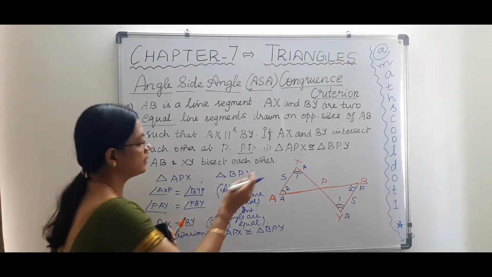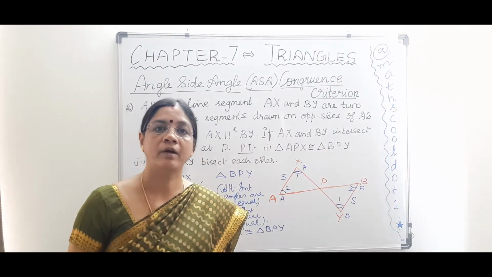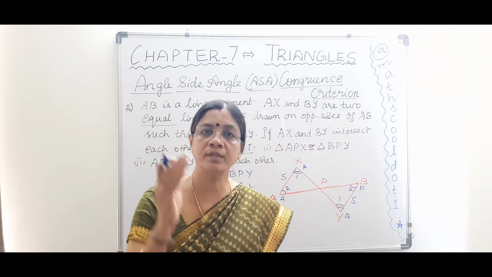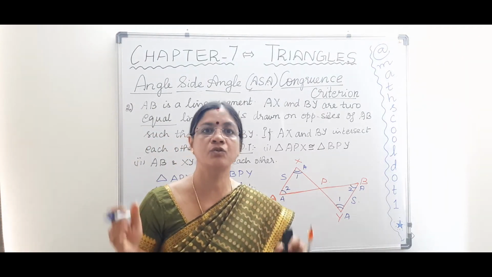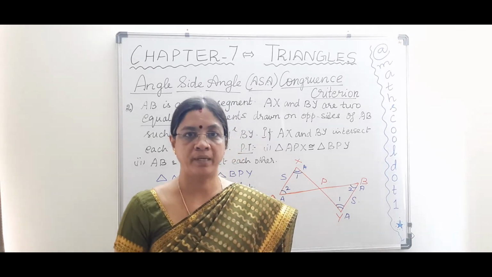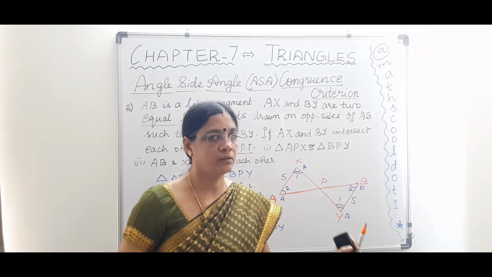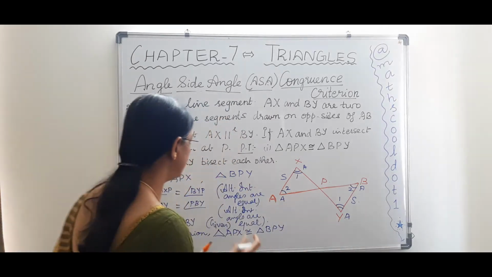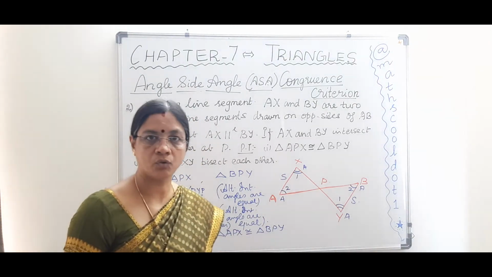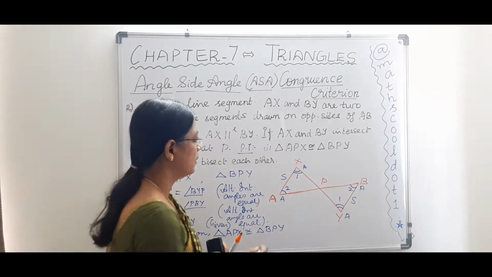So what about that? We know these two triangles are congruent, isn't it? By ASA criterion, we have proved that these two triangles are congruent. So according to CPCT, corresponding parts of congruent triangles, all the angles and all the sides have to be equal. So I said if three conditions are satisfied, then the triangles are congruent, right? With the three conditions, that is two angles and one side, we have proved that the two triangles are congruent. So the rest of the sides and angles are naturally equal.